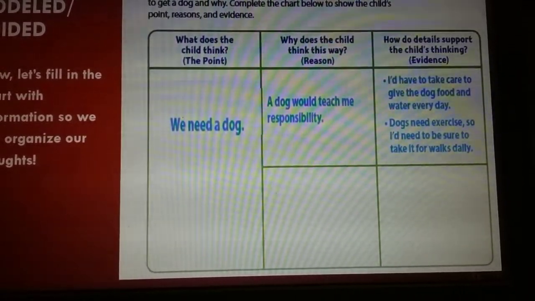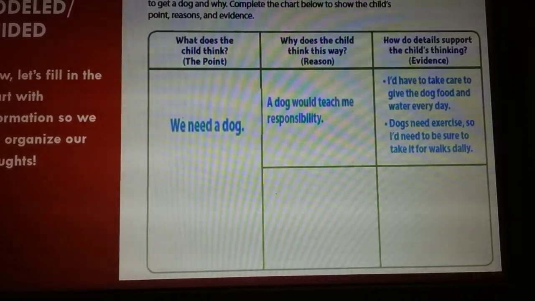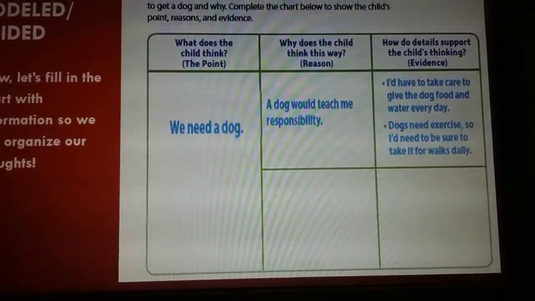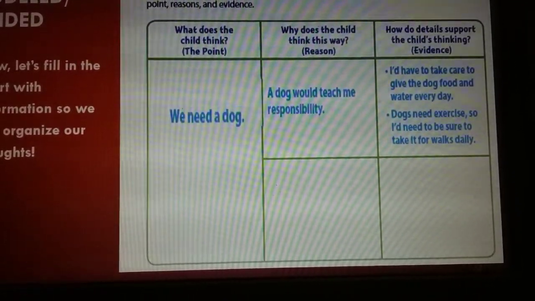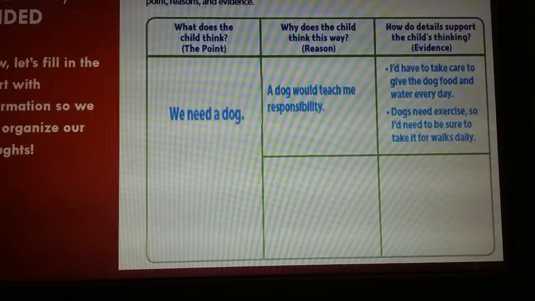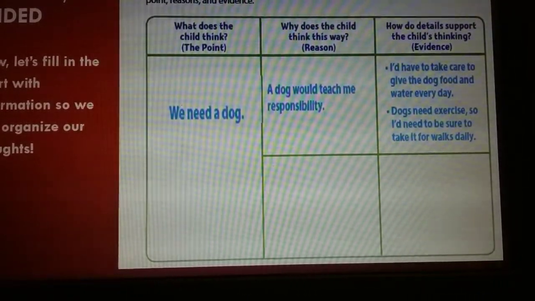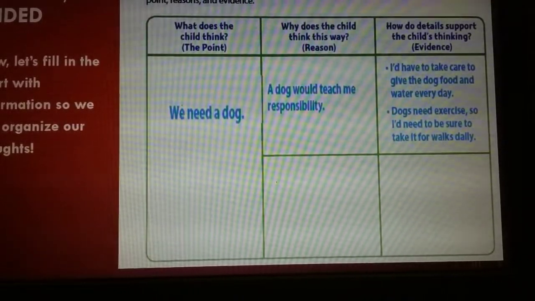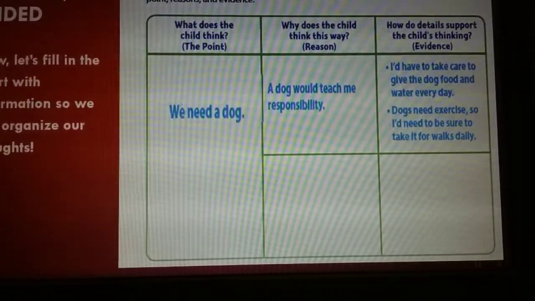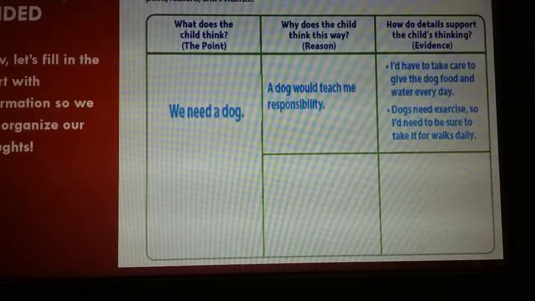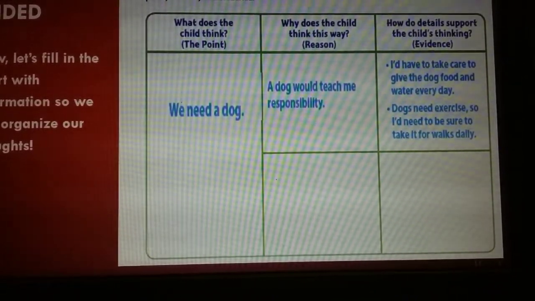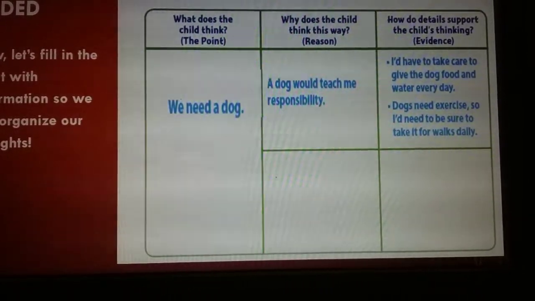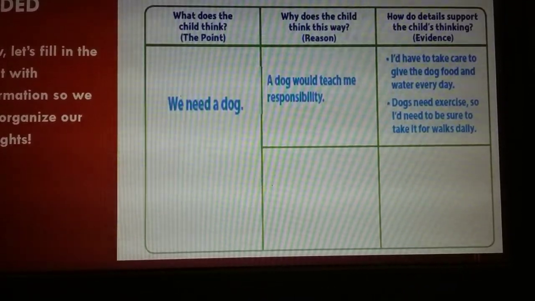Secondly, she says dogs need exercise, so she would be sure to take it for walks every day. Is that true? Do dogs need exercise? Do they need to move around? Absolutely. So not only does she provide you with a reason, which kind of explains why someone makes a point, why they feel the way they feel, she also backed it up with hard evidence that shows or supports her point that they need a dog, because her point is that it's going to teach her to be a better person. It's going to teach her responsibility.